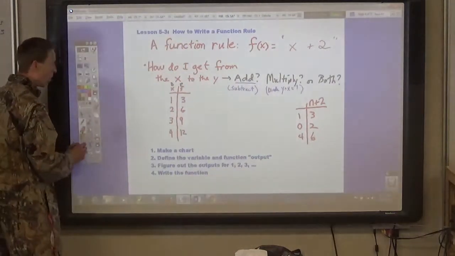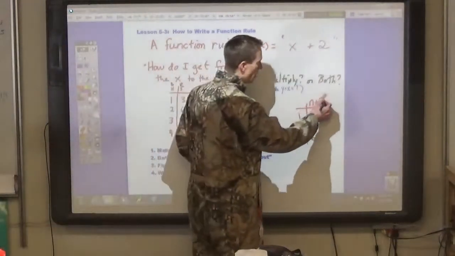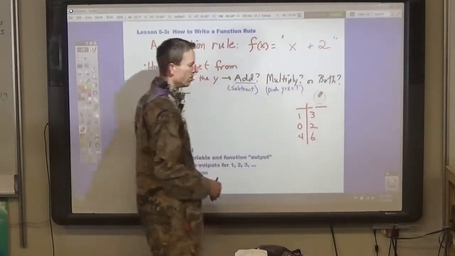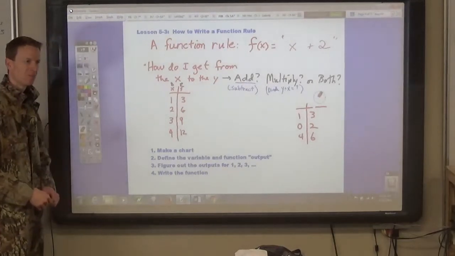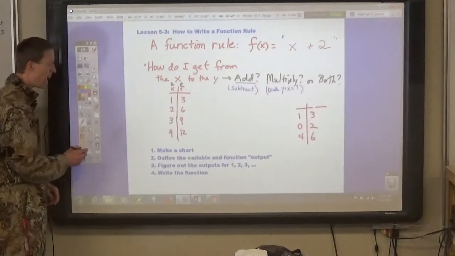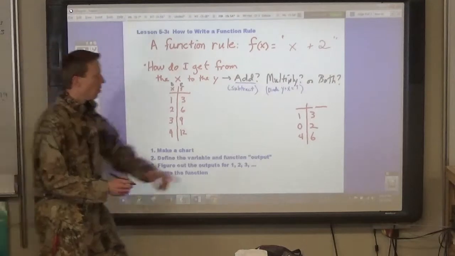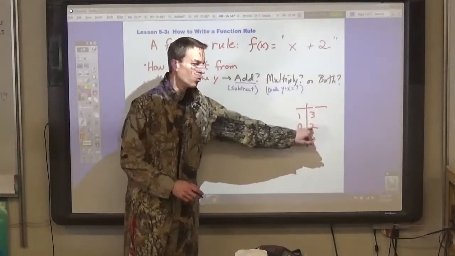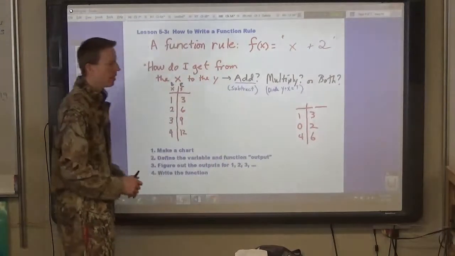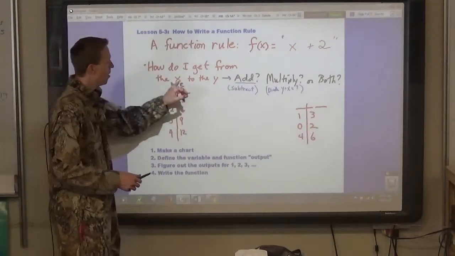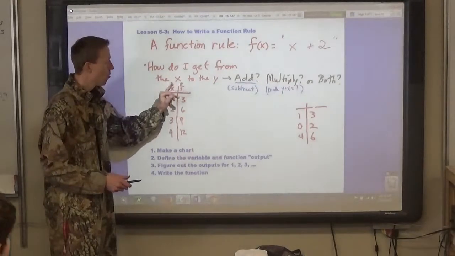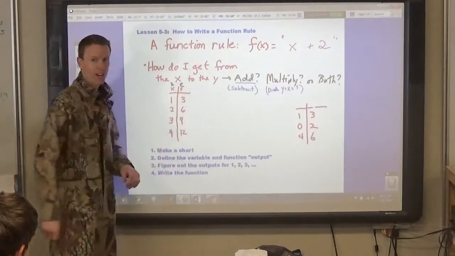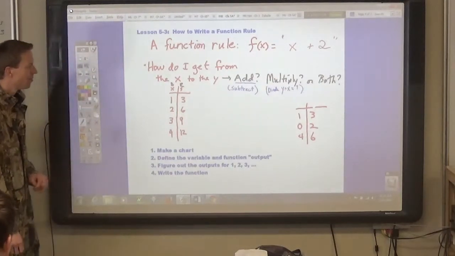Now, the only thing that we're going to do is instead of them giving us the rule, we're going to have to come up with the rule. We're going to have to look at the pattern. 1 and 3, how are those related? 0 and 2, addition. 4 and 6. In other words, how do you get from x to y, or from the domain to the range, or from the number on the left to the number on the right?